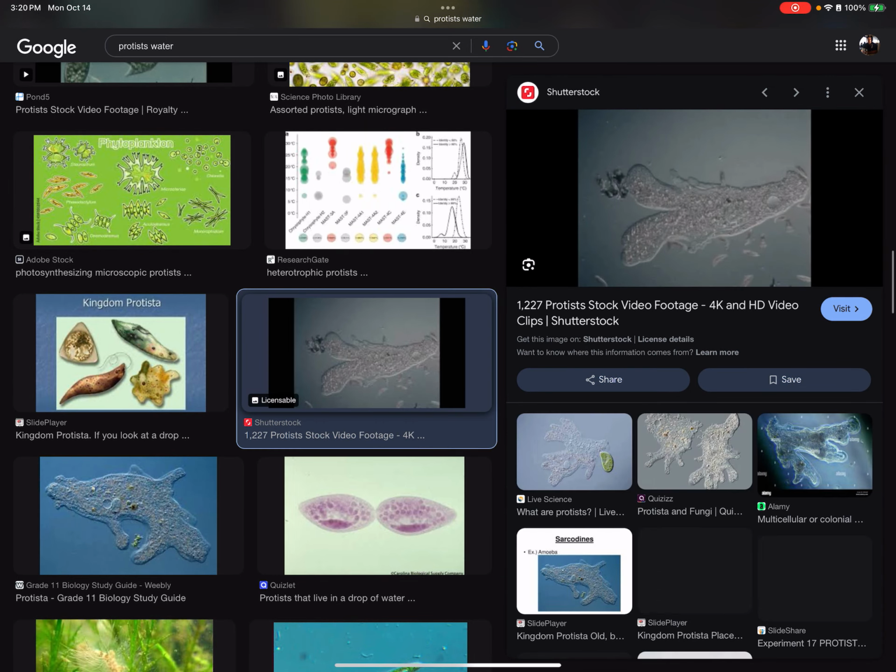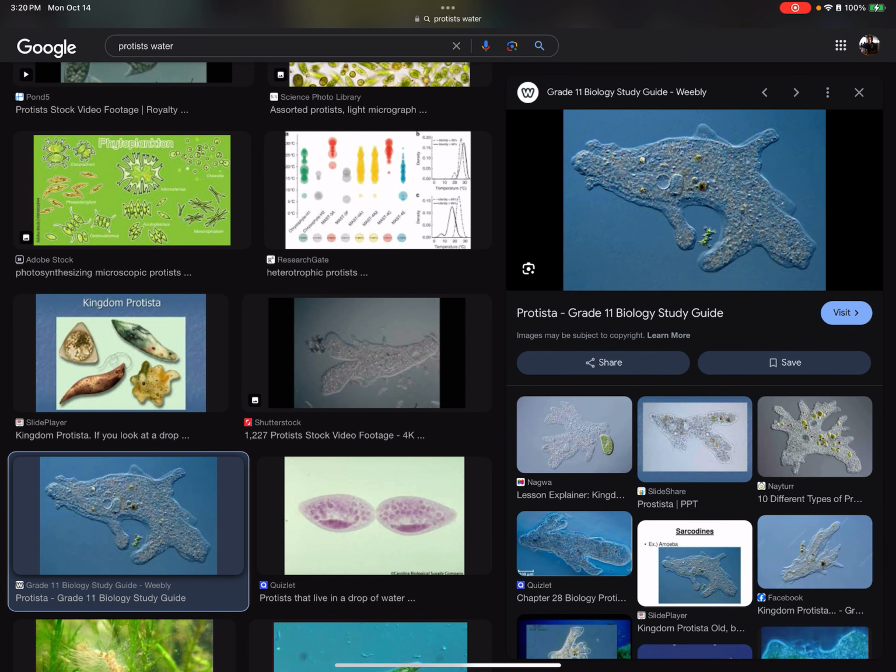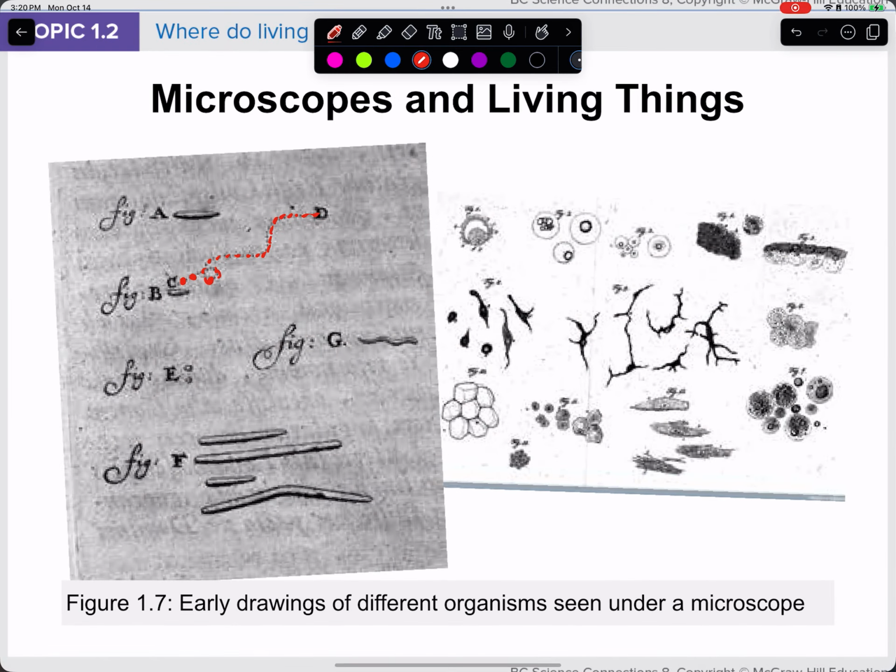And like amoebas. I always love amoebas, right? Cruising around and swirling and eating things. But don't worry, we'll look at those. We already kind of have in class. White blood cells are very amoeba-like. So, early drawings.